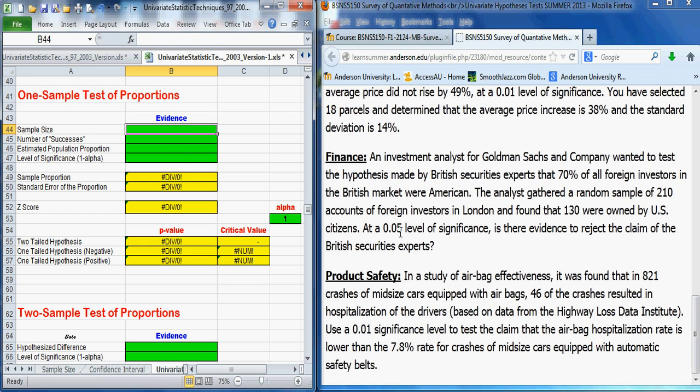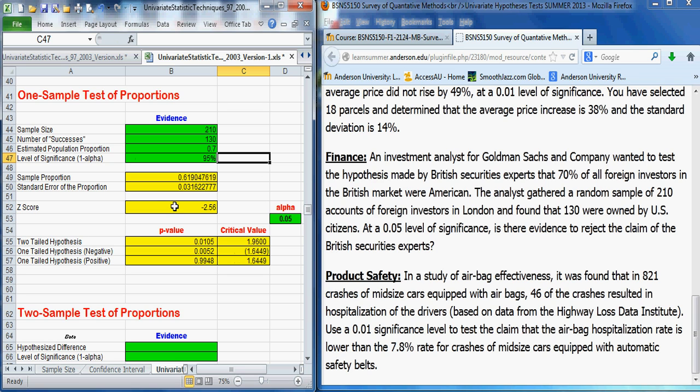Sample size in this case we said was total sample 210 parcels. Number of successes. Successes is defined as whatever concept we're interested in, in this case American owned accounts, and we have 130 of those, so 130 here. Estimated population proportion, that's the original hypothesized value, in this case 70%. We'll convert that into a decimal. And last, alpha 0.05, therefore 0.95 is our level of significance.